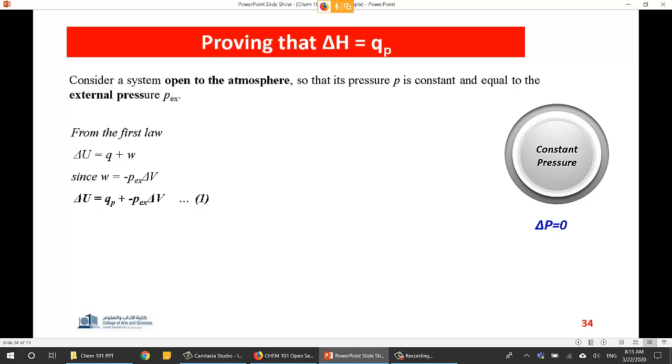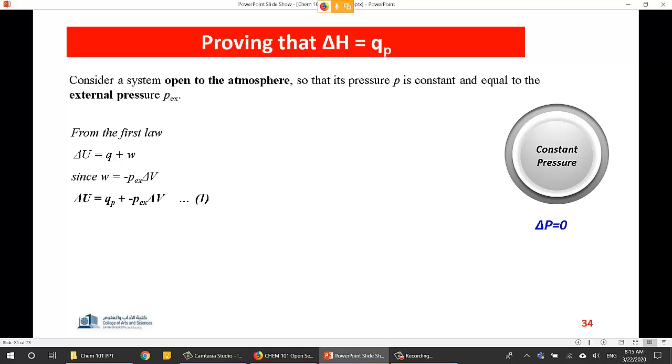That's a very easy way to calculate the change in internal energy of the system. Let's prove another one, which is delta H equals QP. This one is a little bit more difficult to prove, but it's okay, let's go over it. Now consider a system open to the atmosphere. That means we have a constant pressure. If you are doing something in the lab, or boiling water or anything, you are working under constant pressure, because you cannot change the atmospheric pressure. The atmospheric pressure is fixed during the day at least, and therefore you are working at constant pressure.